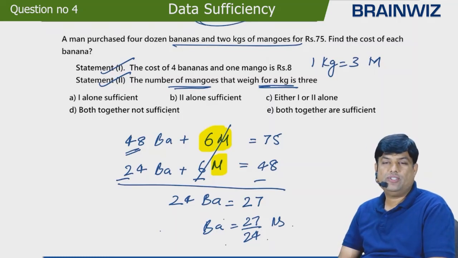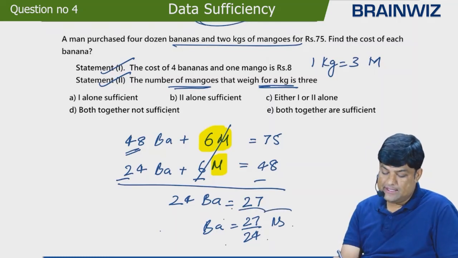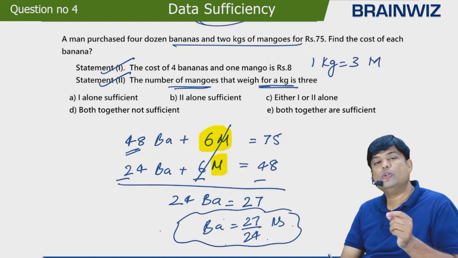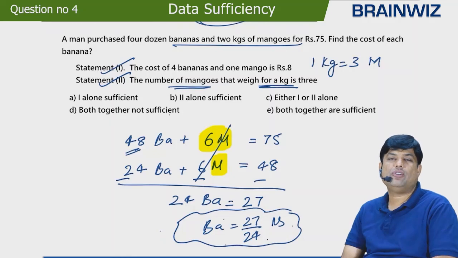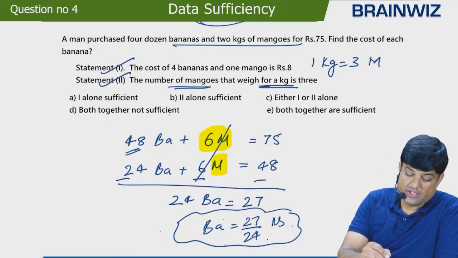Yes, data is sufficient. No matter whether the banana value is in decimal or not in decimal, we are not going to have the value of it. The question is whether the data is sufficient or not. Yes, data is sufficient to answer these two. So which statement is sufficient?